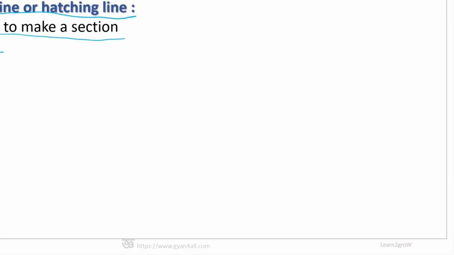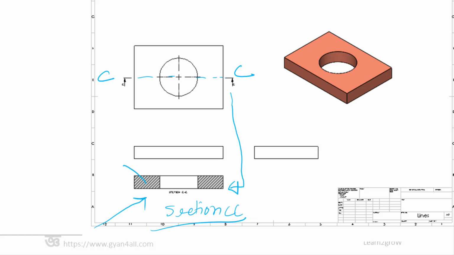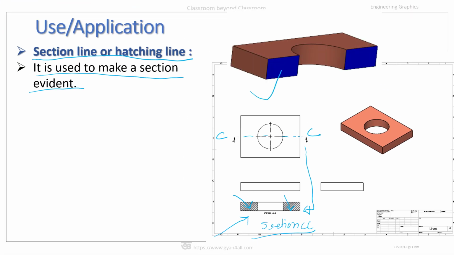Section line or hatching line is used to make a section evident or prominent. Because of this section, what happened to the body can be represented. As we have seen, this is the section CC, and this is the cut section line. Due to cutting of the object at this section, we get a section which we call the section CC. That means after cutting, we will see the object like this. These two parts, after cutting the object, will be represented differently. And how it is represented, this section is affected by the cutting.